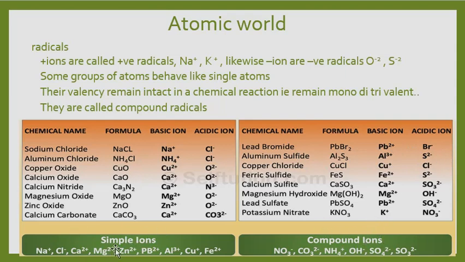These are simple ions. Zn2, Pb2 is lead, Al3 is aluminum, Cu is copper, simple ions. This is a compound ion, NO3, CO3. All these are compound ions. Why? Because there is more than one atom. S2 means what? 2 sulfur is there. If only one atom is there, it is an element. If more than one is there, it is a compound.